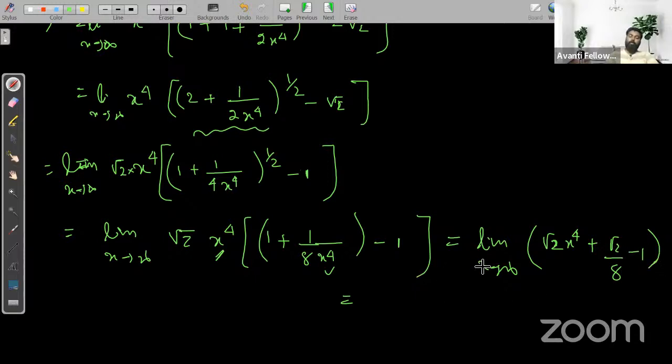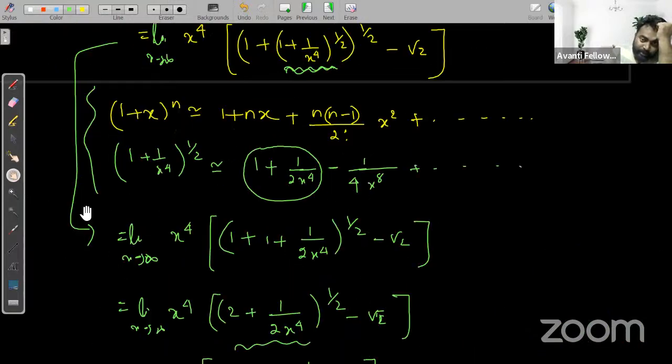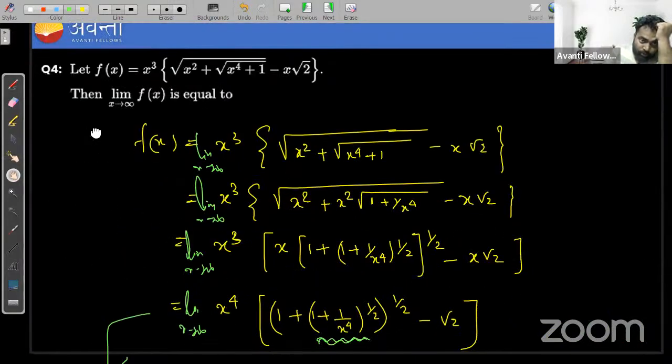Okay. So this 1 will be cancelled out. So we'll be having only root 2 upon 8 into, if you rationalize it, this will be root 2. So 1 upon 4 root 2 we are getting. The answer is 1 upon 4 root 2. The correct answer is 1 upon 4 root 2.